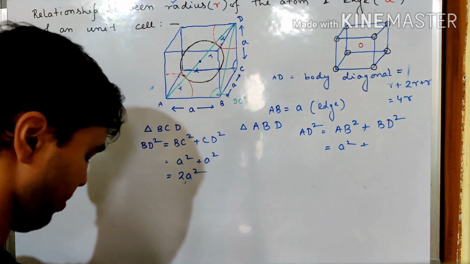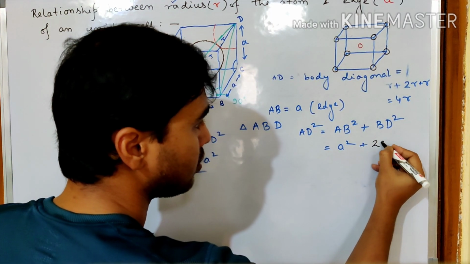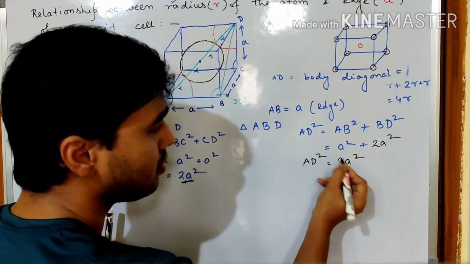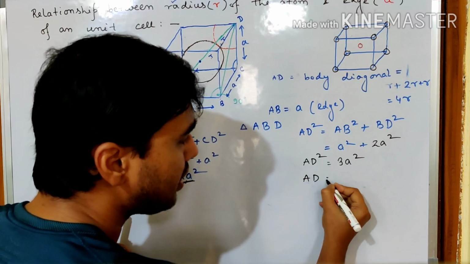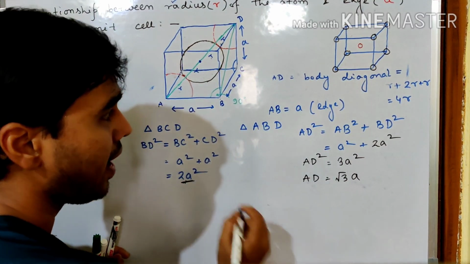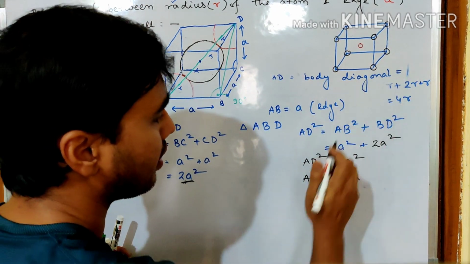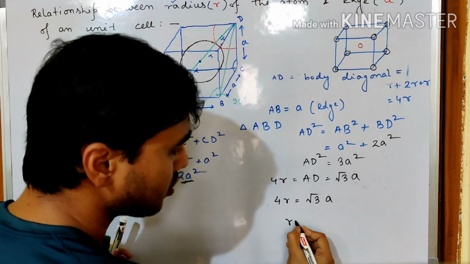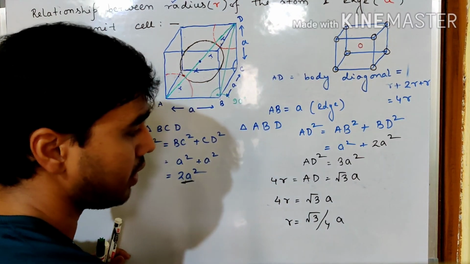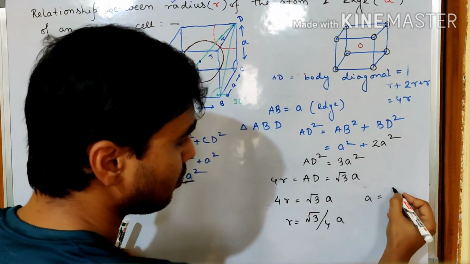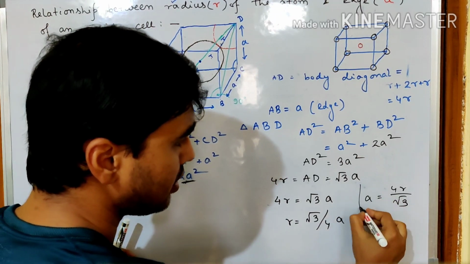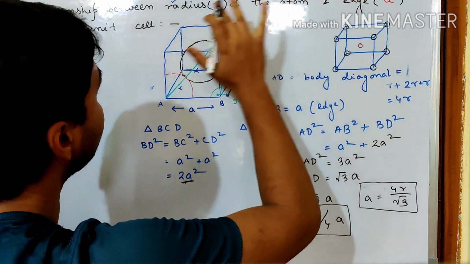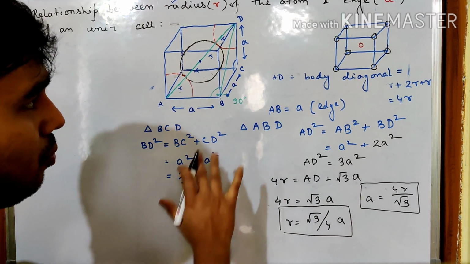So we are finding it from here itself. So that is 2A square. So it becomes 3A square. AD square is equal to 3A square. So AD immediately becomes root 3 into A, and we have already mentioned that AD is nothing but the body diagonal, which is equal to 4R. So we can say 4R is equal to root 3 into A. So R is equal to root 3 by 4 into A. On the other side, we can also say that A is equal to 4R by root 3. So these are the two necessary equations that we will be using, the relationship between the radius and the edge for the body centered cubic. I hope it is clear by now.